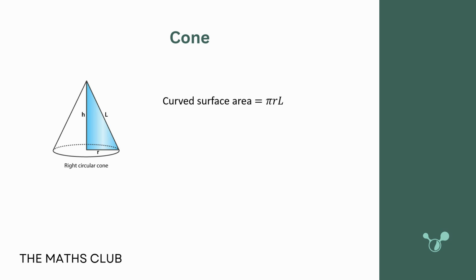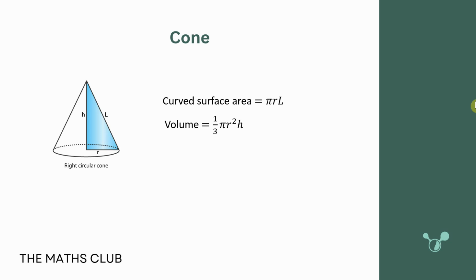For the curved surface area, there's something you just need to know. The formula for the curved surface area is pi r L, where L is the slant length. The volume is 1 over 3 pi r squared h.